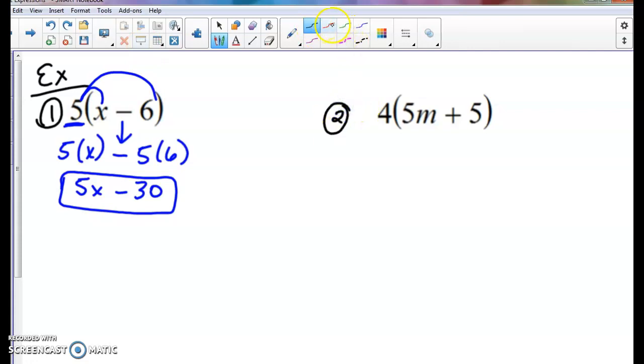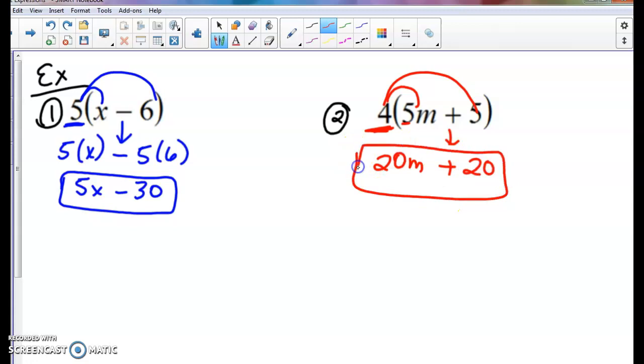Example 2. Once again, we have just a number on the outside, so we have 4 times 5m plus 5. So go ahead and write that down. And now we're going to distribute, which means we're going to multiply our 4 to everybody inside the parentheses. So 4 times 5m. We're just going to multiply the coefficients. So 4 times 5 is 20, and your m stays with it. So 4 times 5m is 20m. We're going to drop down our plus sign and do 4 times 5, which is 20. And that's the whole answer to that one. We're all good. So we'll see another example.